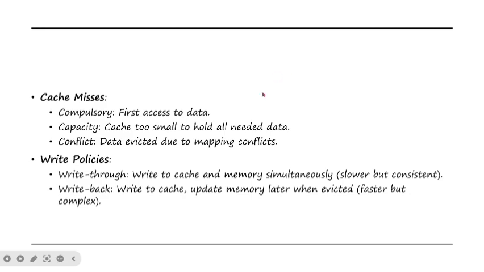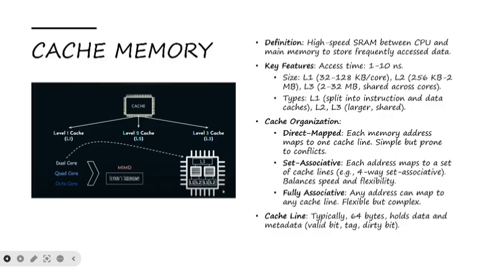Moving on to the level 2 cache. The level 2 cache is larger than level 1 and slightly slower than level 1. It is usually still dedicated to a single core, and it also acts as a backup to level 1. It supports level 1.